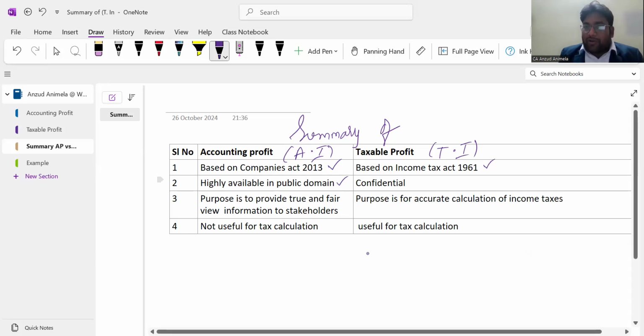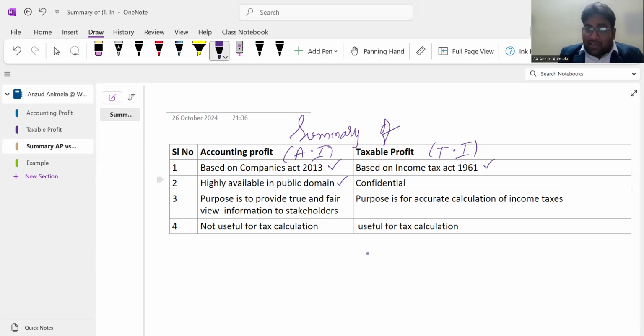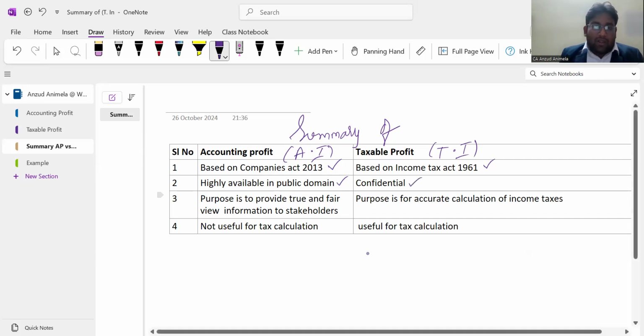Just now I was able to access Tata Motors. That is the accounting information. Can I access the tax information? No, it is highly confidential. The purpose of accounting information is to provide a true and fair view to stakeholders so that they can make decisions. The purpose of taxable profit is only to calculate the income taxes. Accounting profit is not useful for tax calculation. That is the reason why we have to prepare the taxable profit. It is highly useful for tax calculations.